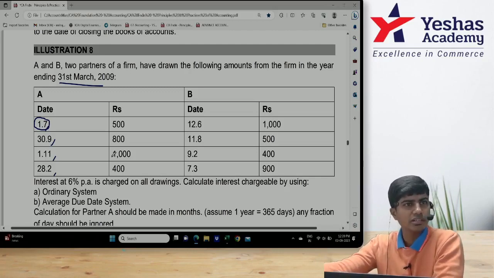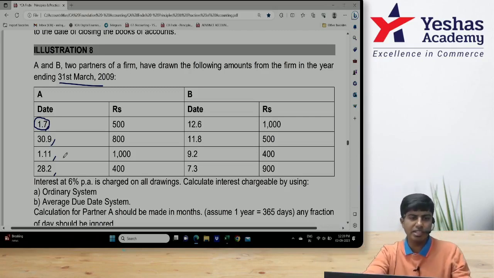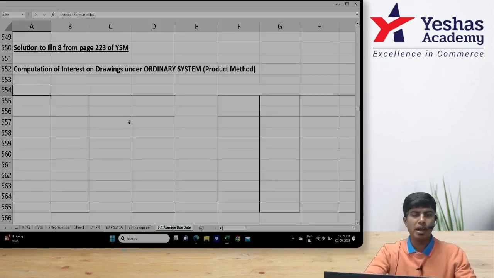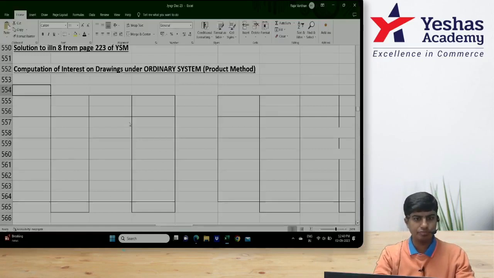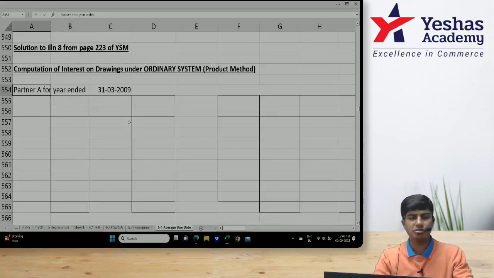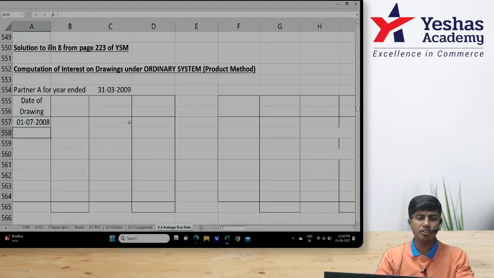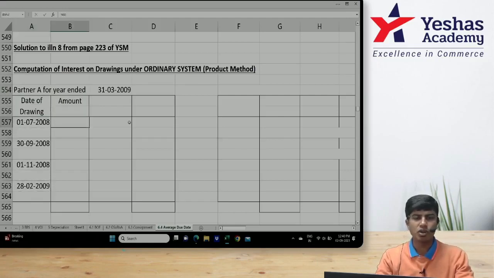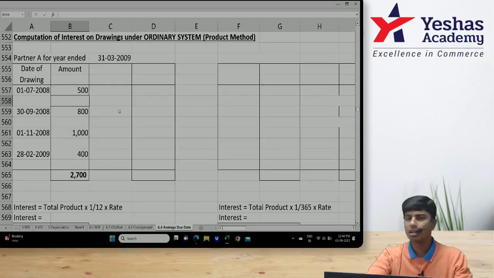Shall I show you how it's done? Come on. Tell me the details of partner A. For partner A, year ended 31st March. What is the date of drawing? 1st of July, 30th of September, 1st November, and 28th of February. Then we have amounts. What are the amounts? 500, 800, 1000, and totally 2700. Wrong. Earliest.